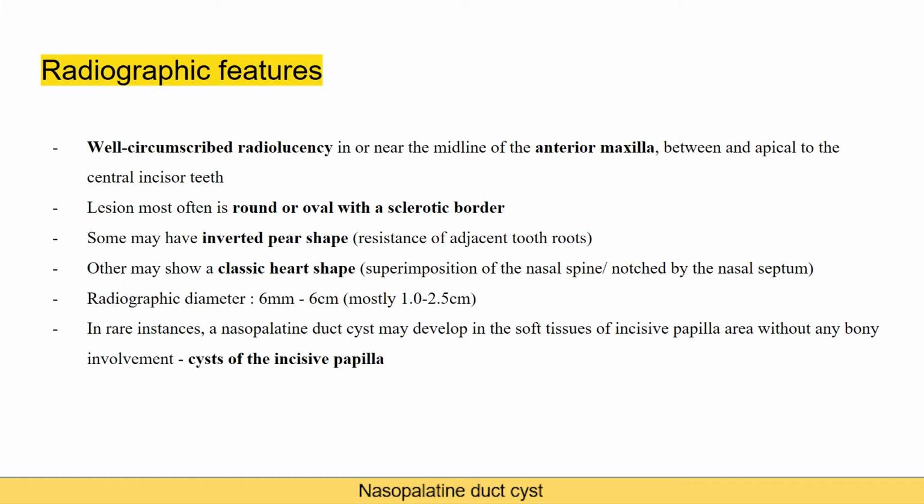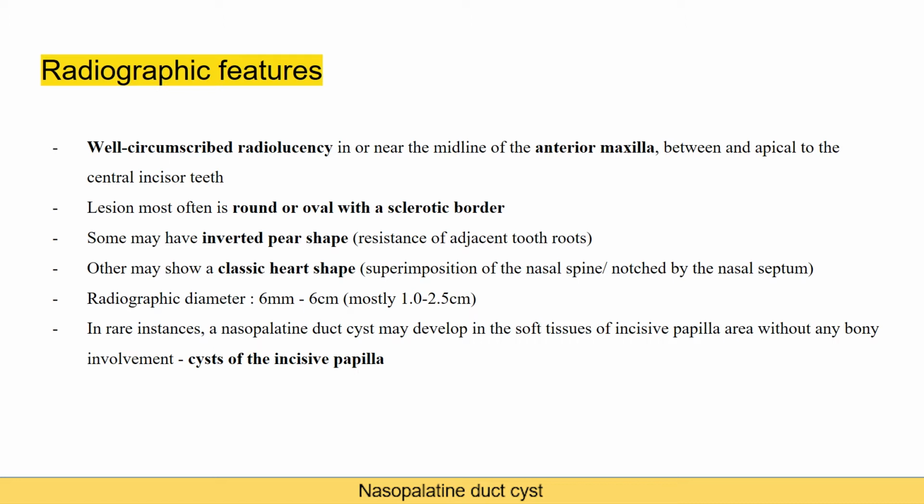Now let's move on to the radiographic features. It appears as a well-circumscribed radiolucency in or near the midline of the anterior maxilla, between and apical to the central incisor teeth. The lesion most often is round or oval with a sclerotic border. Some may have an inverted pear shape, due to the resistance of adjacent tooth roots. Others may show a classic heart shape, due to the superimposition of the nasal spine or the notch by the nasal septum.